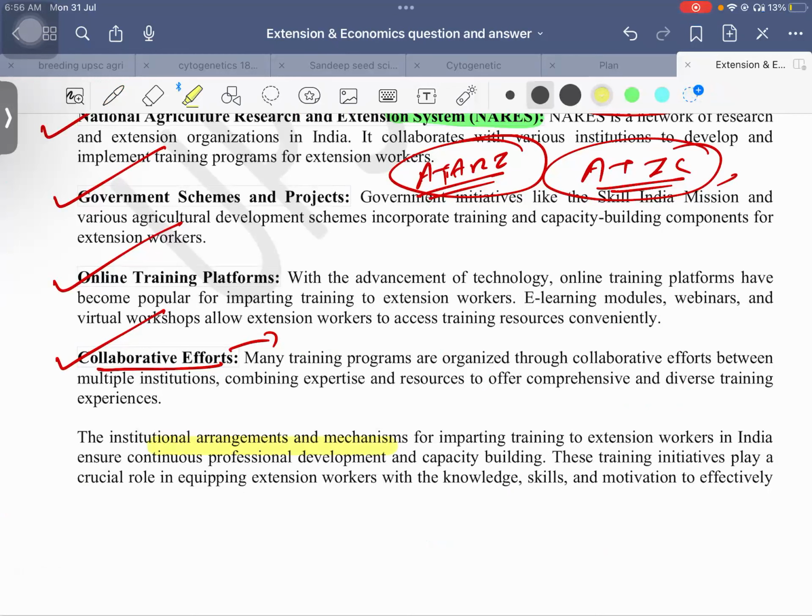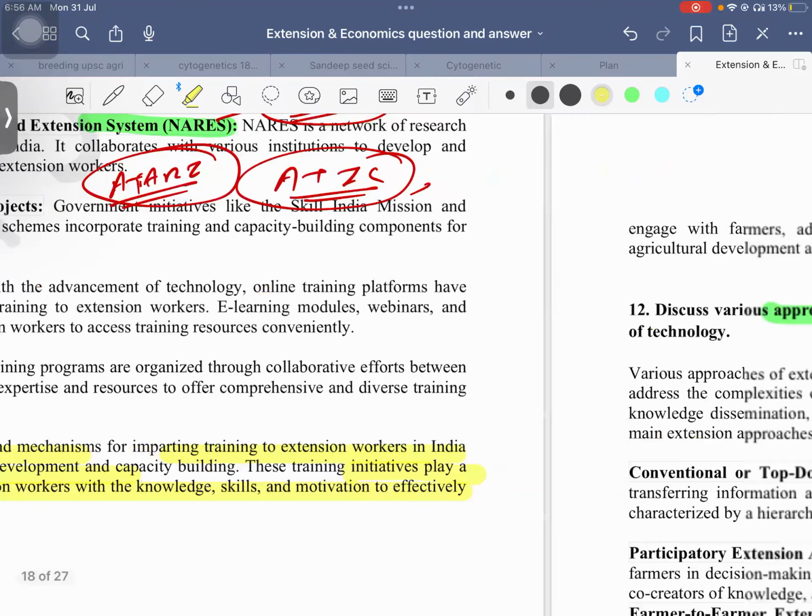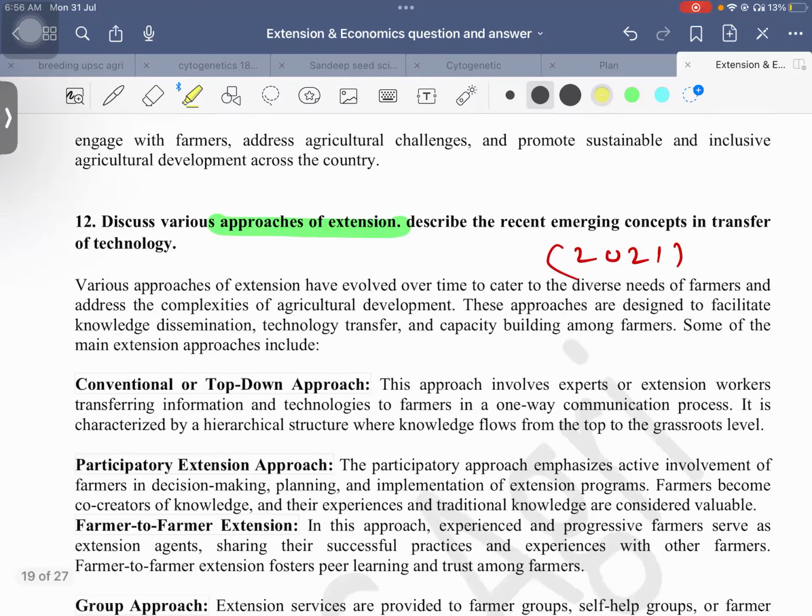So institutional arrangement, imparting training to extension workers is a continuous profession, and these training initiatives play a crucial role in bridging the gap between knowledge, skill, and motivation. Okay. Next.